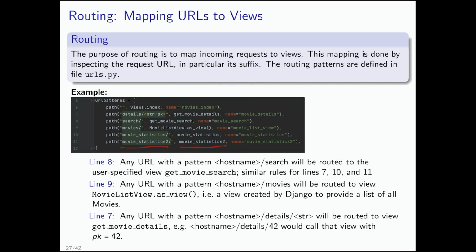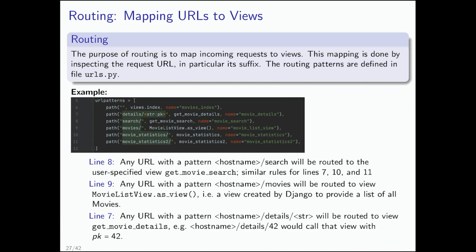Django tries to match the incoming pattern to these paths and then executes the first one found. So this is, for instance, a home view, or this is details and search and stuff like that. Those are all functions I'm calling here.